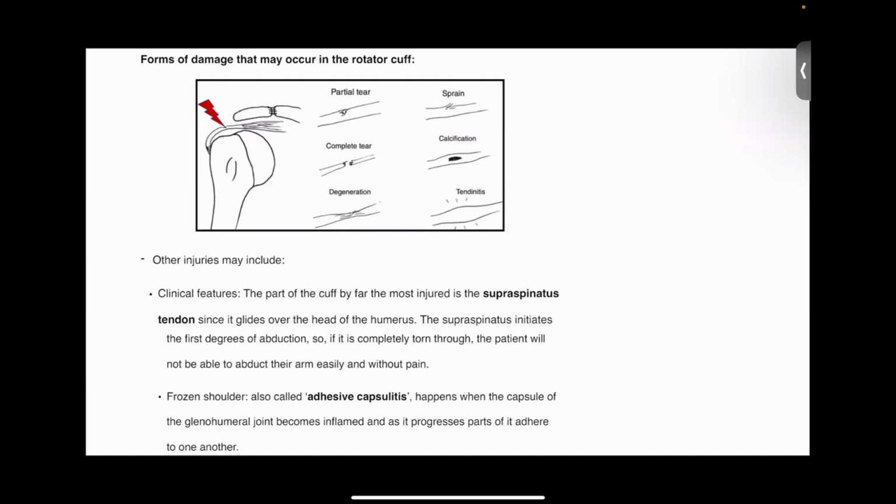Okay. And the injury could be a partial tear, it could be a sprain, it could be degeneration, atrophy of the muscle. Okay, it could be anything. But the problem would be they won't be able to start the abduction, and it's gonna be painful.